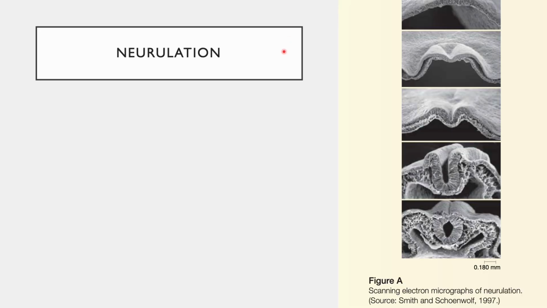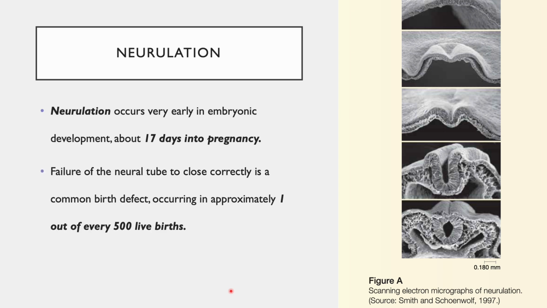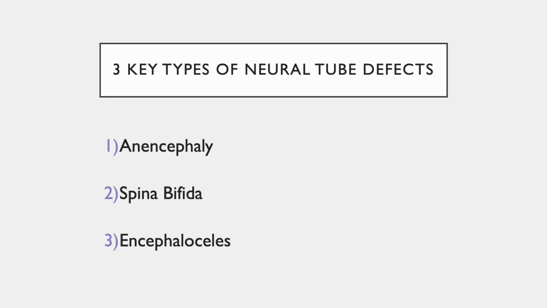So as I noted on my two previous slides, the process by which the neural plate becomes the neural tube is referred to as neurulation. And remember that during this process, this is the development of the entire central nervous system. It's so crazy to think that this happens 17 days into pregnancy because most women don't even realize they're pregnant at this time. Failure of the neural tube to close properly results in a fairly common birth defect that occurs in 1 out of every 500 births.